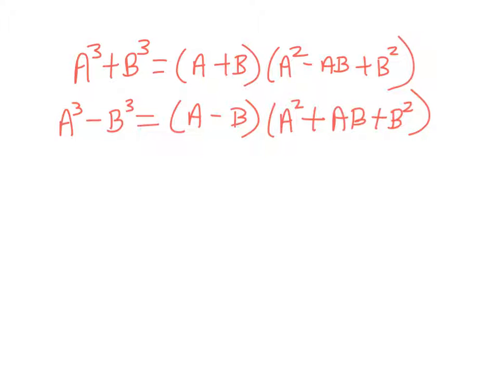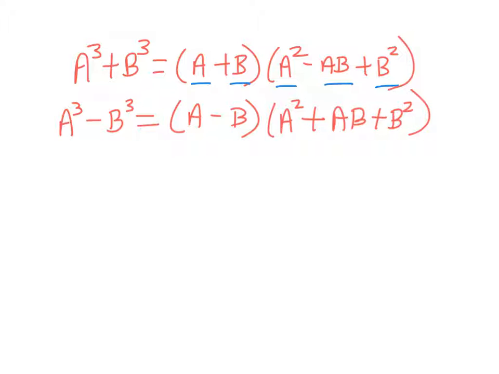Okay, so I want you to notice a couple things about these formulas. Notice in both of them you need 5 things. You need A, B, A squared, AB, and B squared. You've got to have those 5 things.